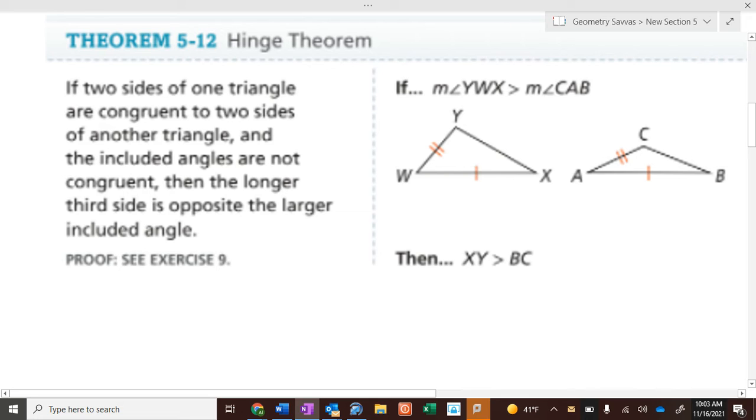As this gets smaller, this opposite side gets shorter. Okay? So if this angle is smaller than this angle, then this side is shorter than this side. Okay, BC would be shorter than XY. That's called the hinge theorem.